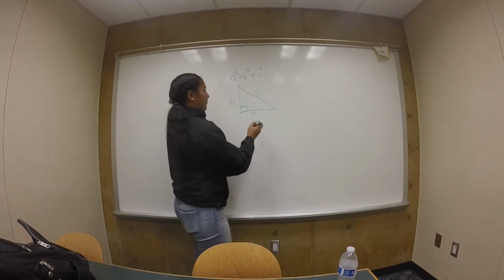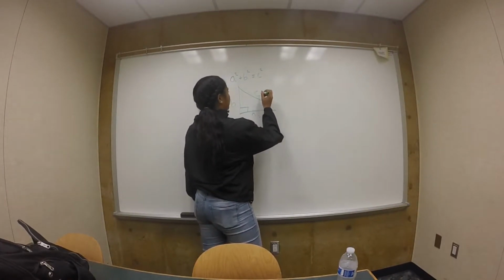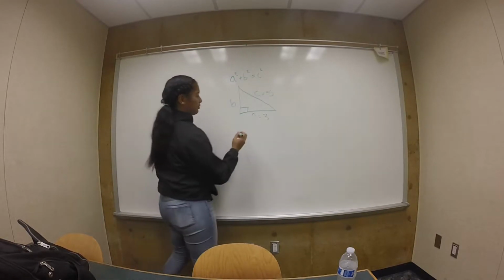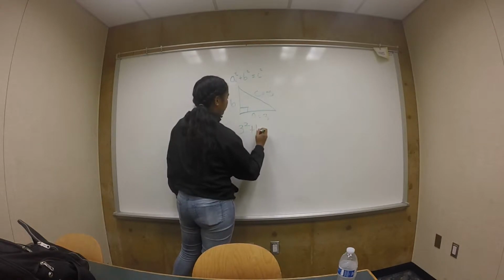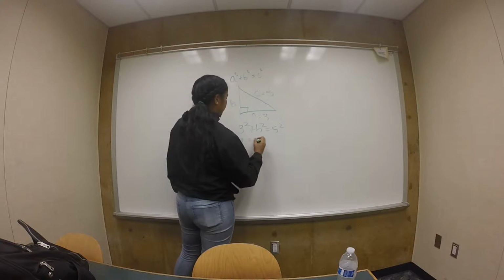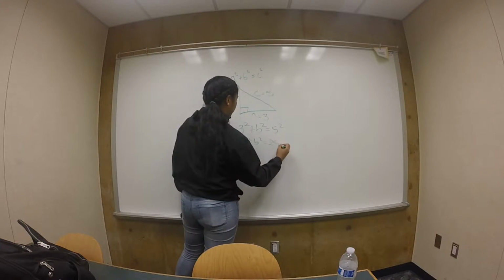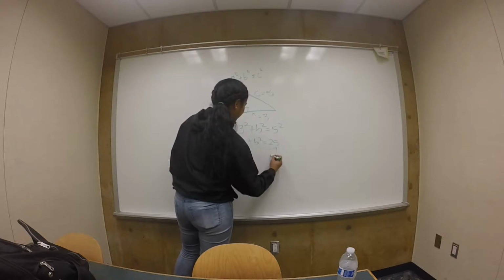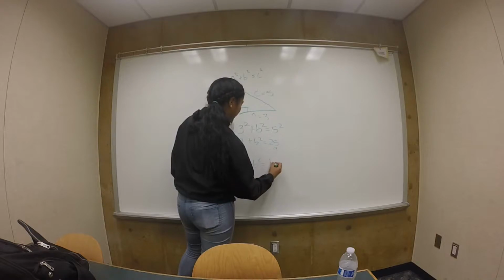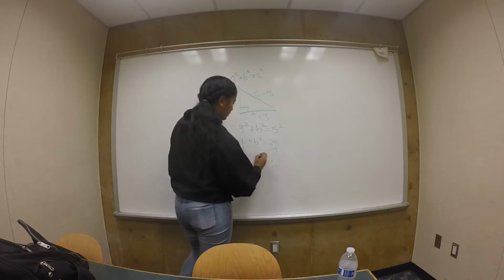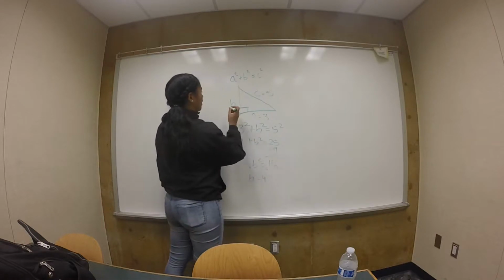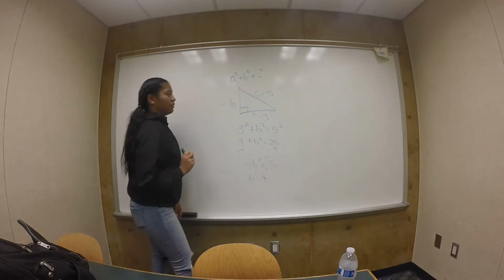So for example, if a was to equal 3 and c was to equal 5, we'll just plug those into the formula to find our b, which will be 3 squared plus b squared equals 5 squared. So that'll be 9 plus b squared equals 25. Subtract 9. It'll be b squared equals 16. After that, you'll square root both sides, and then b will equal 4. And that'll be your answer.